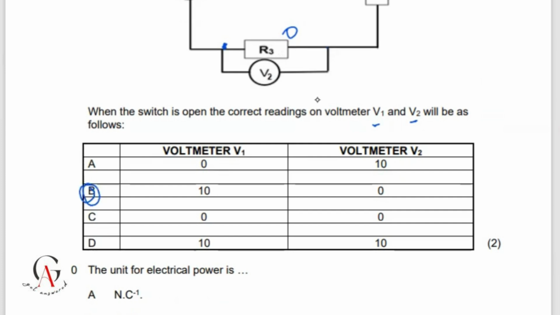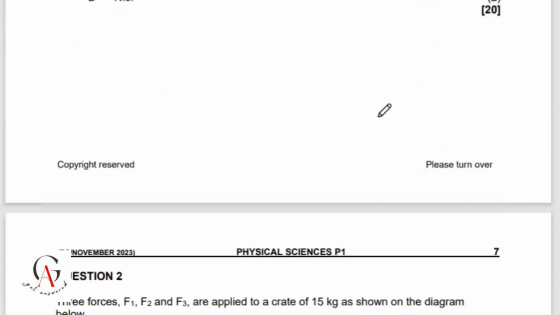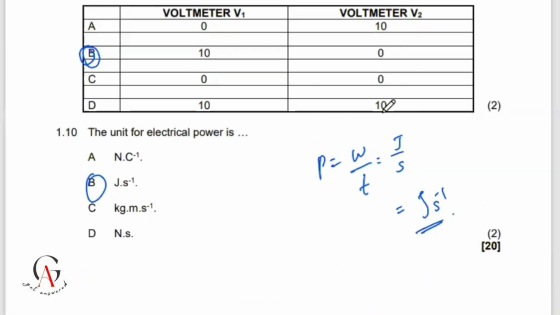Then lastly, what is the unit for power? We know that power is measured in watts. But we know that power will be the work done over the time. And we know that work done is measured in joules over seconds. So it's going to be joules per second, which is option B. So that is question number 1. And then we move on to question number 2.